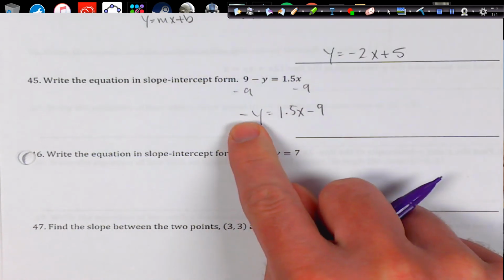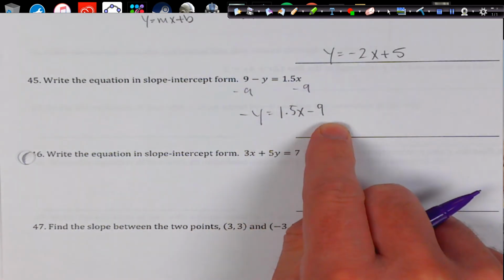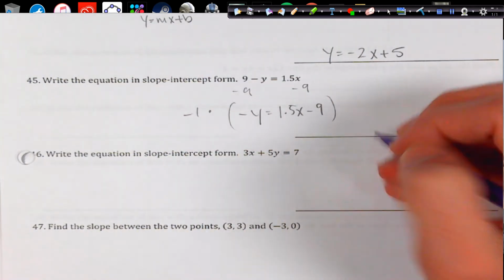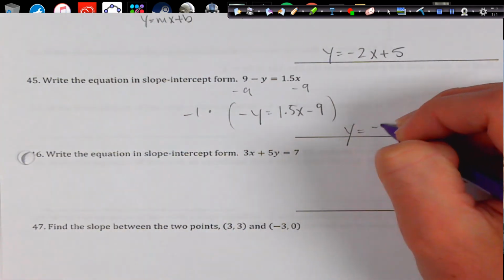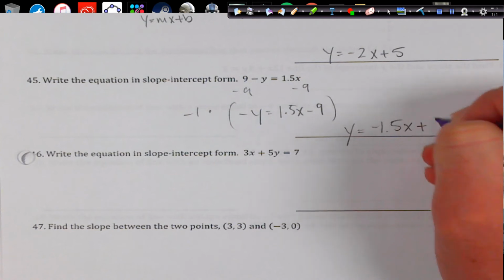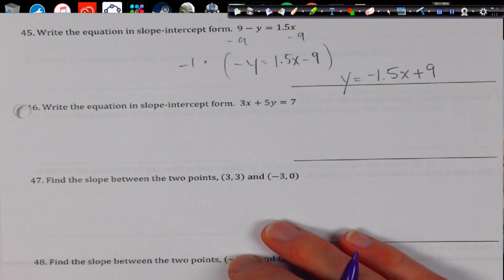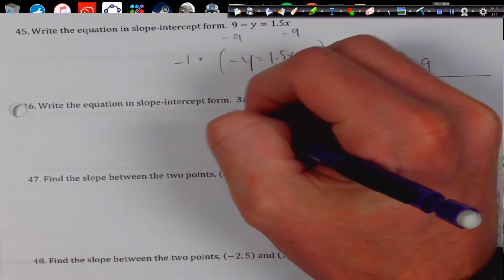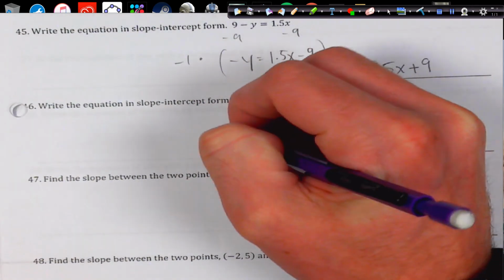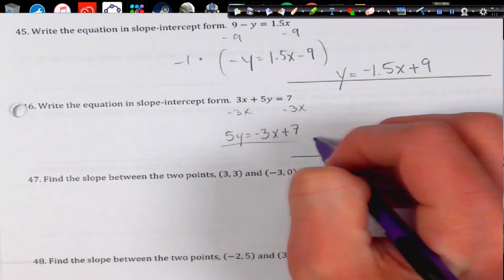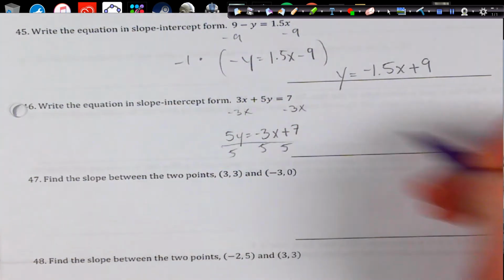Now the problem here is I have a negative, so I've got to actually multiply basically everything by negative 1, or divide by negative 1. It will basically just change the sign of everything inside, which makes my y positive, which makes me happy. Okay? And again, slope-intercept form, I'm going to subtract the 3x. And then I'm going to divide all pieces by 5.